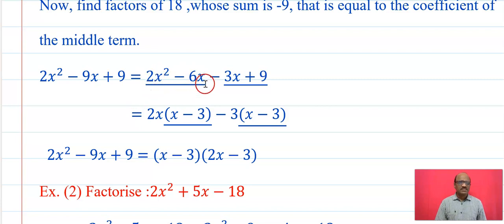Here is x square and here is x. x square can be written as x into x. From these two terms we can take x as common, and overall you will get from these two terms 2x as common in bracket x minus 3.